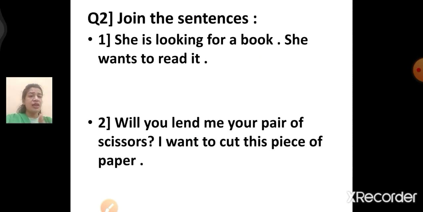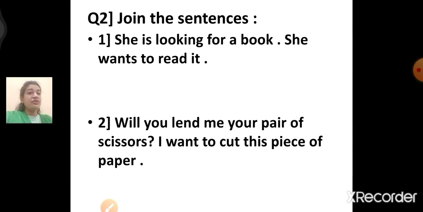Now this is the other exercise. Join the sentences. Means, two sentences are there, and we are going to join them and make them one. So how are we going to do it? She is looking for a book. She wants to read it.